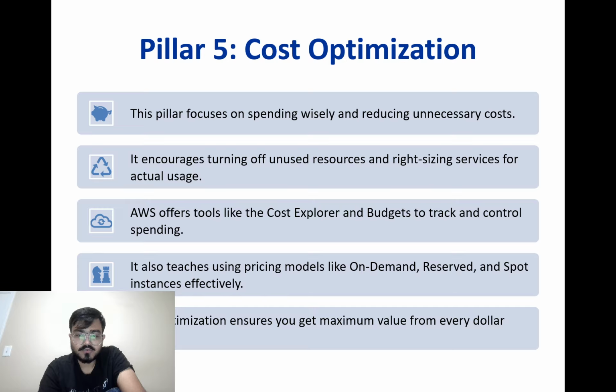AWS tools like Cost Explorer and Budgets help track spending and identify where savings are possible. You can also choose the right pricing model, for example, on-demand, reserved, and spot instances, depending on your usage. The goal is to get the best performance without overspending. A cost-efficient design is a smart design.